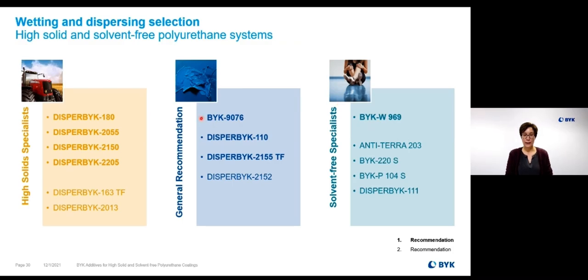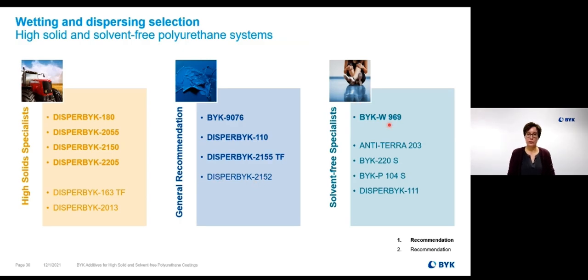Here we want to highlight Book 9076. You saw it some slides before, with some examples. We have the Dispabook 110, one of our phosphoric acid esters, especially for inorganic pigments or titanium dioxides. You saw some examples for Dispabook 2155 or 2155TF, that means tin-free. And a second recommendation is the Dispabook 2152, which was specially designed for epoxy systems.